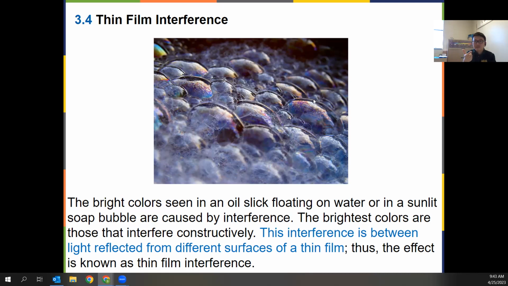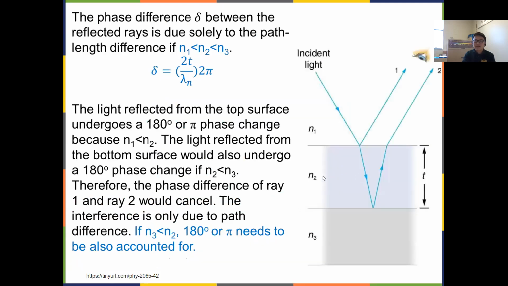Now they have a phase difference due to the path difference and then the phase shift of the reflected rays. Depending on the scenario, based on the phase difference delta, if delta is an integer multiple of 2 pi, then you get constructive interference. And if delta is equal to odd multiples of pi, then you get destructive interference. So it depends.